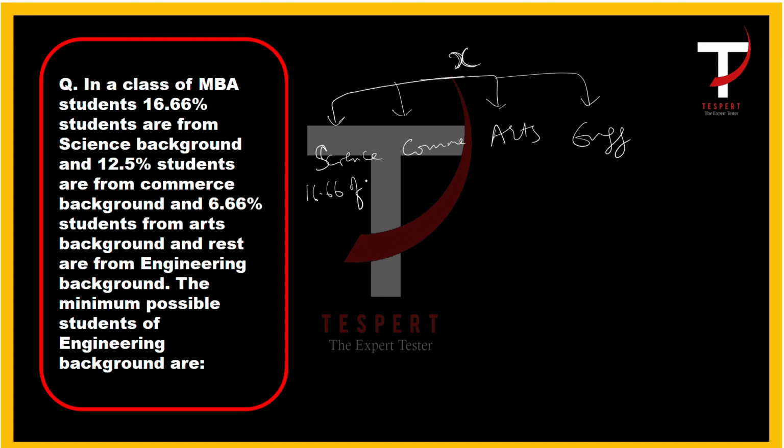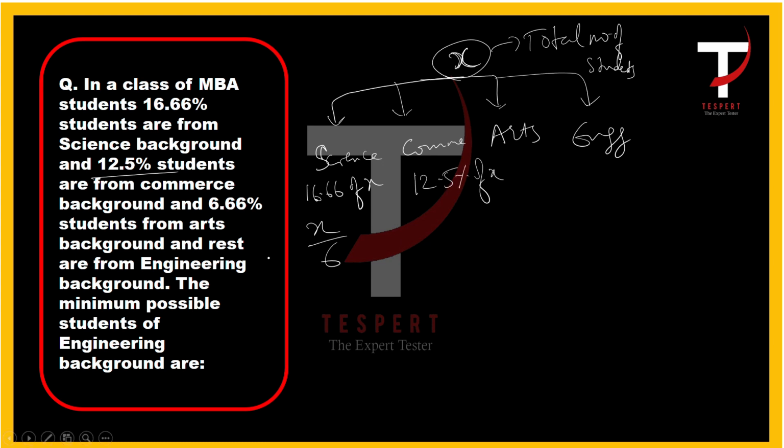So 16.66% of x, of the total number of students. What is the fraction equivalent of 16.66%? 1 by 6. So x by 6. And 12.5% of students are from commerce background. 12.5% of x. What is the fraction equivalent of 12.5%? It's 1 by 8. So x by 8. And arts, 6.66% of total students are from arts. What is the fraction equivalent of 6.66%? 1 by 15. So x by 15.